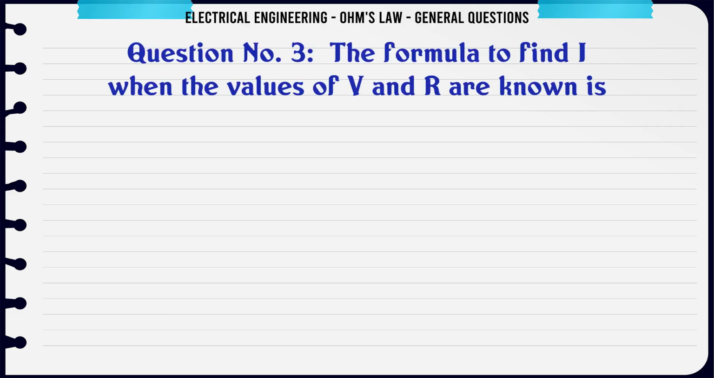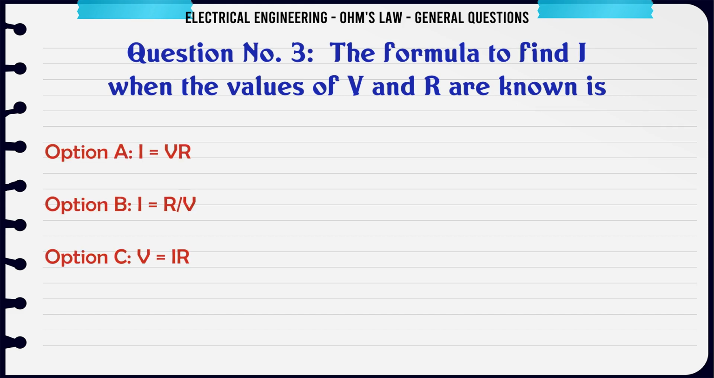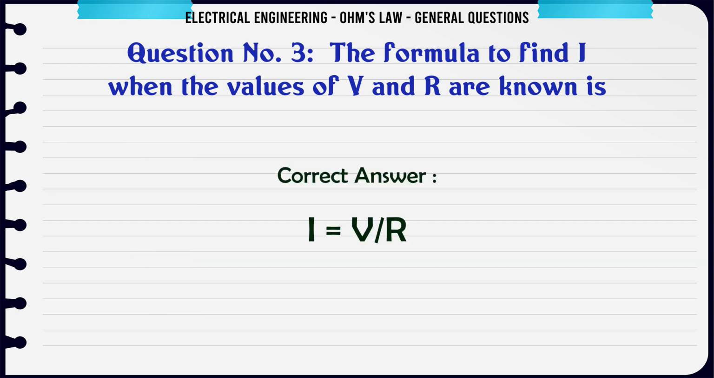The formula to find I when the values of V and R are known is A) I = V/R, B) I = R/V, C) V = IR, D) I = VR. The correct answer is I = V/R.